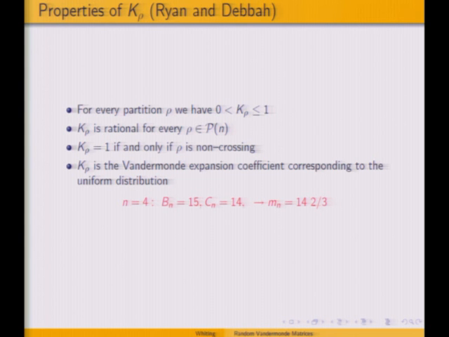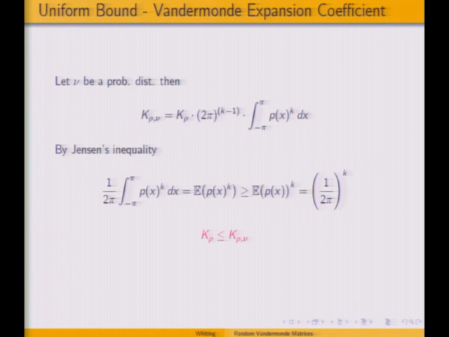That's going to get that 14 of the partitions are non-crossing, so that's 14 ones. And the 15th, as we've seen, is actually a crossing partition with 2/3. So the total moment then is 14 and 2/3. That's the fourth moment of the Vandermonde coefficient.